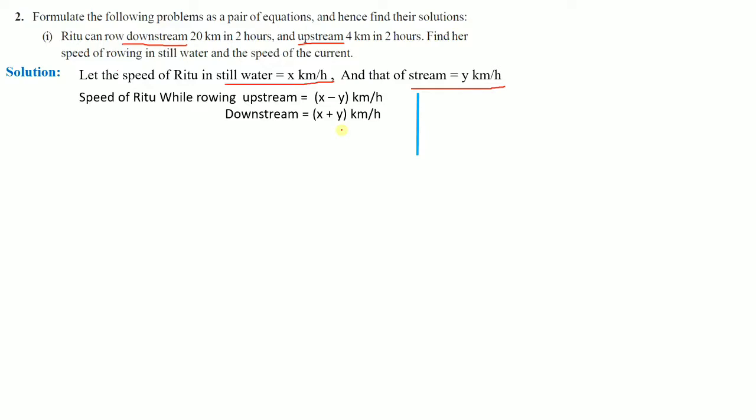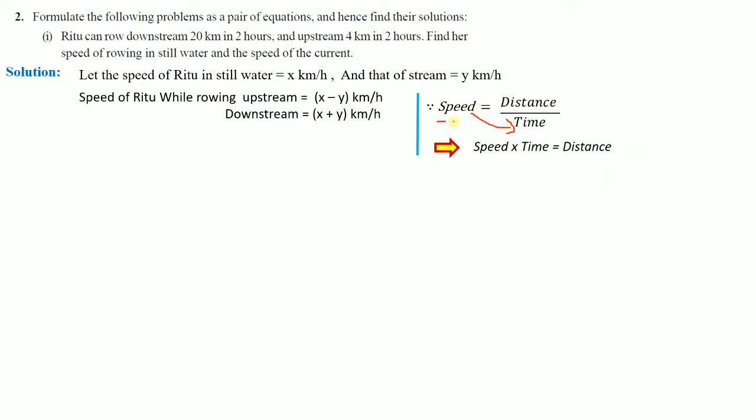Now according to the question, before that, again that same formula: speed is equal to distance upon time. So cross multiplying, speed into time is equal to distance. Speed into time is equal to distance. This formula we will be using according to the question. What is according to the question? Look here, Ritu can row downstream 20 km in 2 hours. So the speed is x plus y.